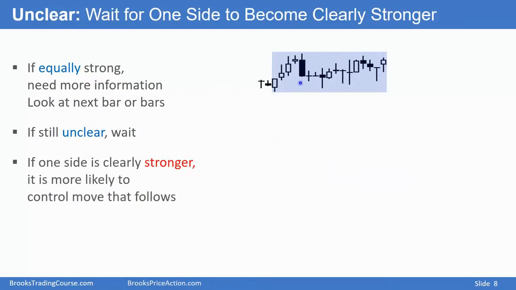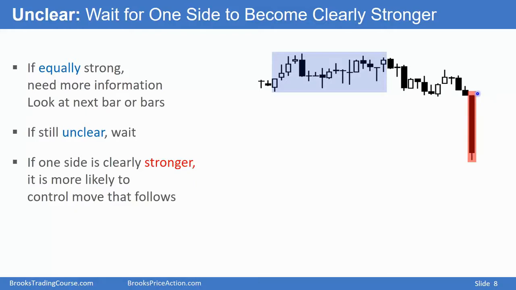Is one side clearly stronger here? Are the bulls clearly stronger? It's still lower highs. Are the bears clearly stronger? No. If one side is clearly stronger, then that increases the chances that that side will win and will get a breakout in that direction. At this point, is it still unclear, or is one side clearly stronger?